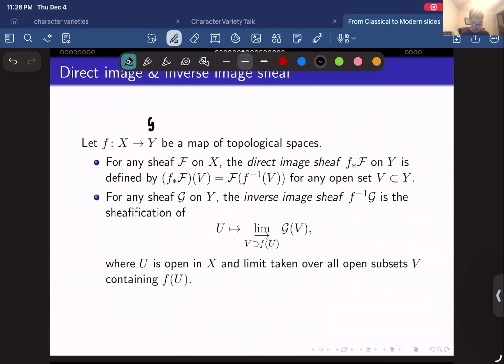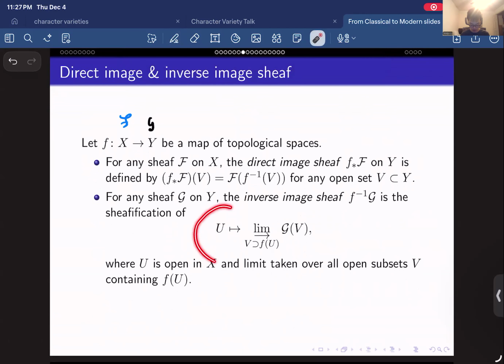Conversely, sorry, I have a sheaf defined over Y, and I want a reasonable sheaf defined over X. So for any sheaf G on Y, the inverse image sheaf f inverse G is the sheafification of the following presheaf formula that I just gave over here, where U is open in X and limit.